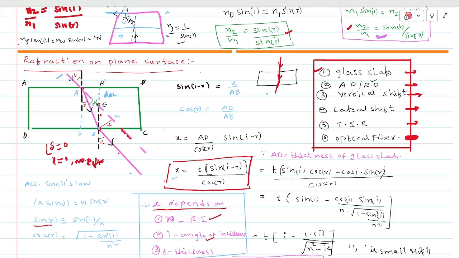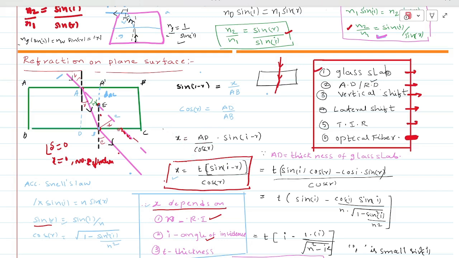But here x, the lateral shift, is not equal to 0. X equal to 0 means the emergent ray falls along the line of incidence, then no refraction has taken place. But here the emergent ray and the extended incident ray are parallel, deviation 0, but they are parallel. So refraction has taken place in the glass slab, no doubt at all.